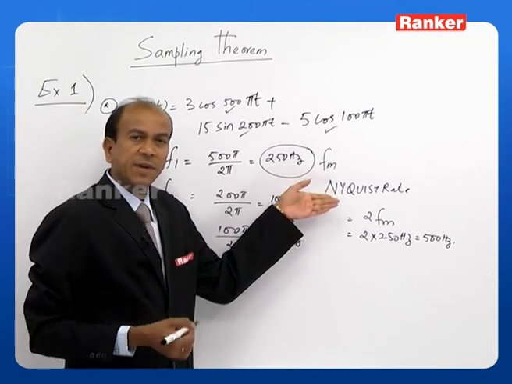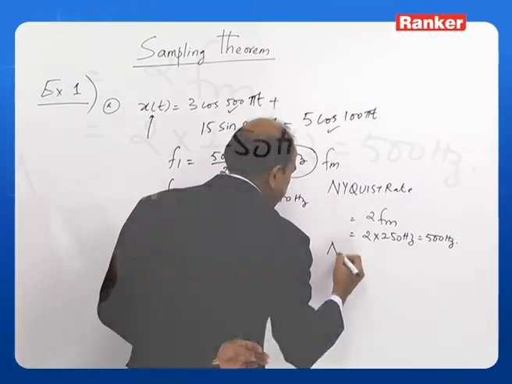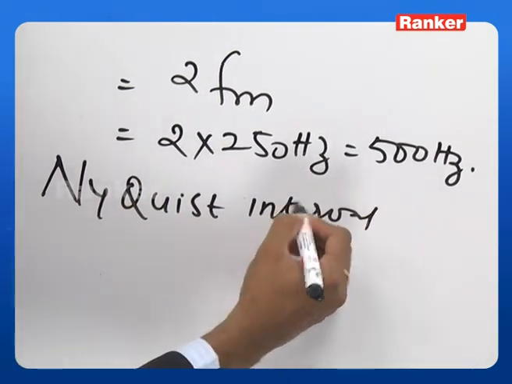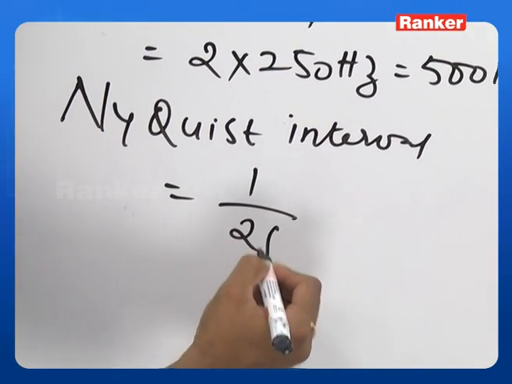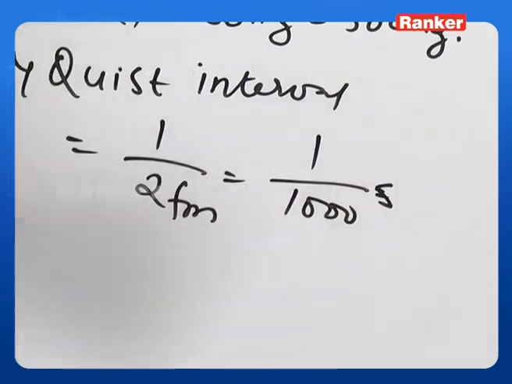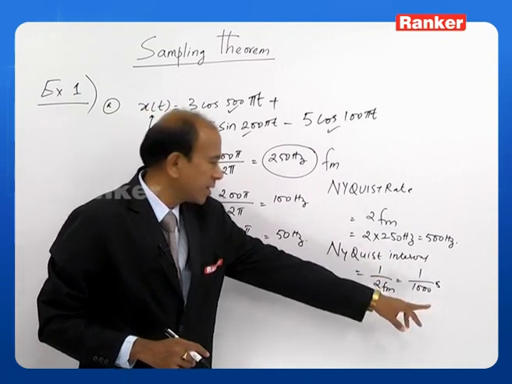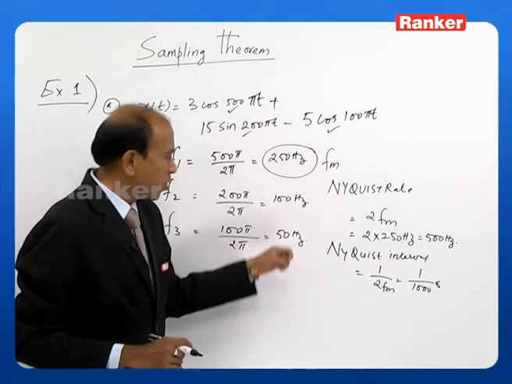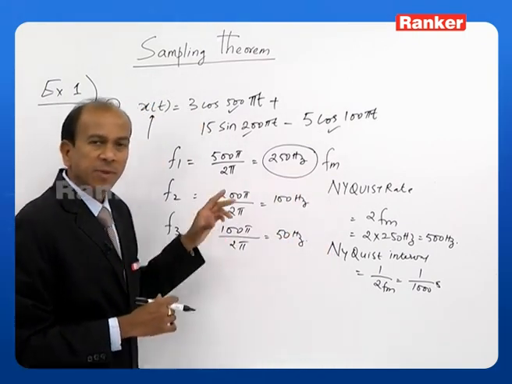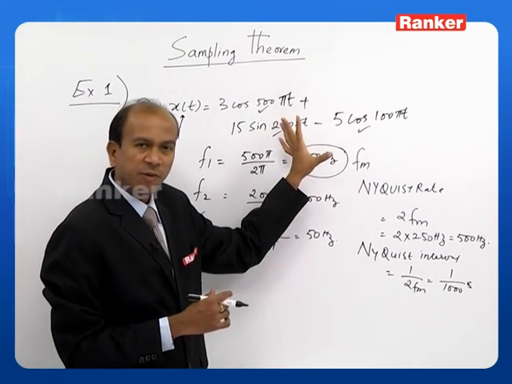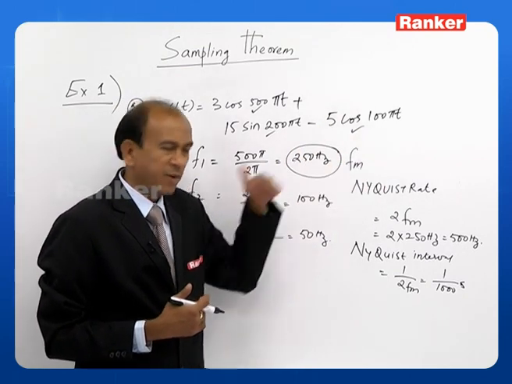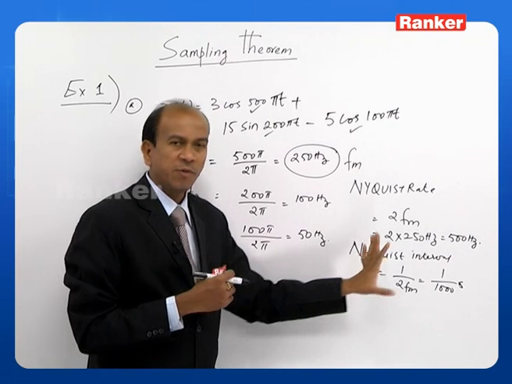Similarly, I can calculate the Nyquist interval. What is the Nyquist interval? This is equal to 1 by 2Fm, that is 1 by 1000 seconds. So you can calculate this and get the answer. So this is the Nyquist interval. You got the Nyquist rate and the Nyquist interval. The basic concept of this type of problem is to identify the highest frequency from the given signal, and then multiply it by 2 to get the Nyquist rate. Then similarly, the Nyquist interval is 1 by 2Fm.